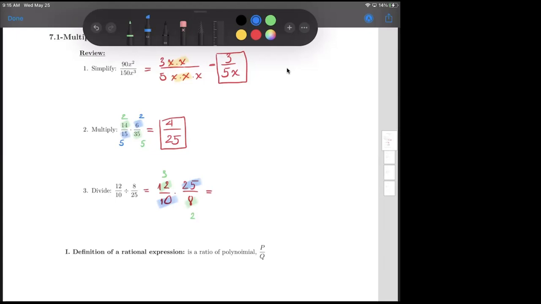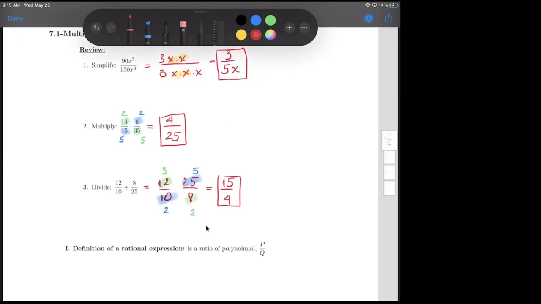Right? So 25 and 10, 25 divided by 5 is 5 up here. 10 divided by 5 is 2. Okay, nothing I can do more, right? 3, 5, 2, 2, those are primes. So all I have to do is multiply them across. 3 times 5 is 15, and then 2 times 2 is 4.